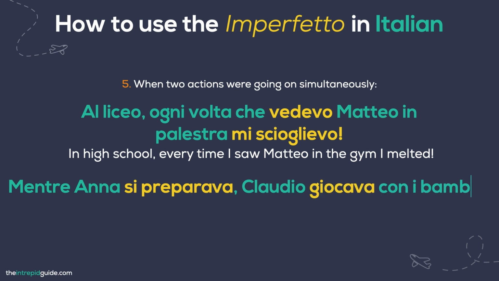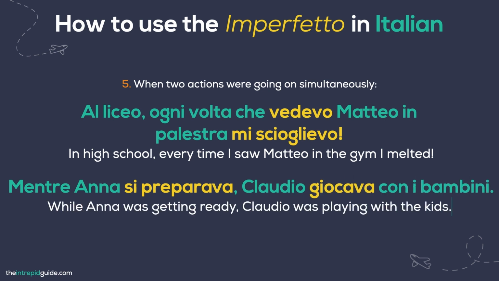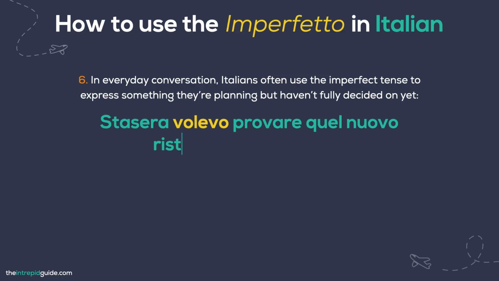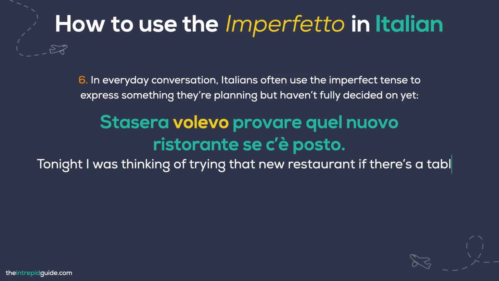Mentre Anna si preparava, Claudio giocava con i bambini. When Anna was getting ready, Claudio was playing with the kids. In everyday conversation, Italians often use the imperfect tense to express something that they're planning on doing but haven't fully decided on yet. For example, Stasera volevo provare quel nuovo ristorante, se c'è posto. Tonight I was thinking of trying that new restaurant if there's a table.